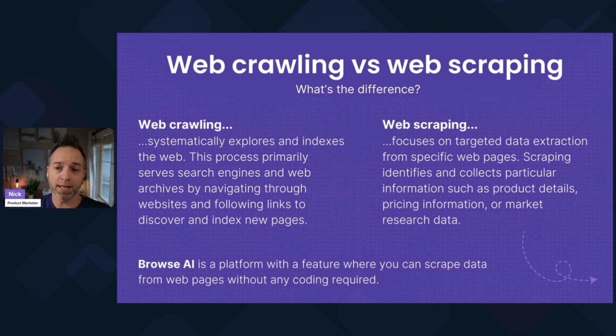Web scraping, on the other hand, similar, but it focuses more on targeted data extraction from specific web pages. So you'd be scraping and collecting particular information like product details or pricing info, market research data, things like that. So you specify what you want to scrape from where, and then you just get that, as opposed to getting absolutely everything from every page.